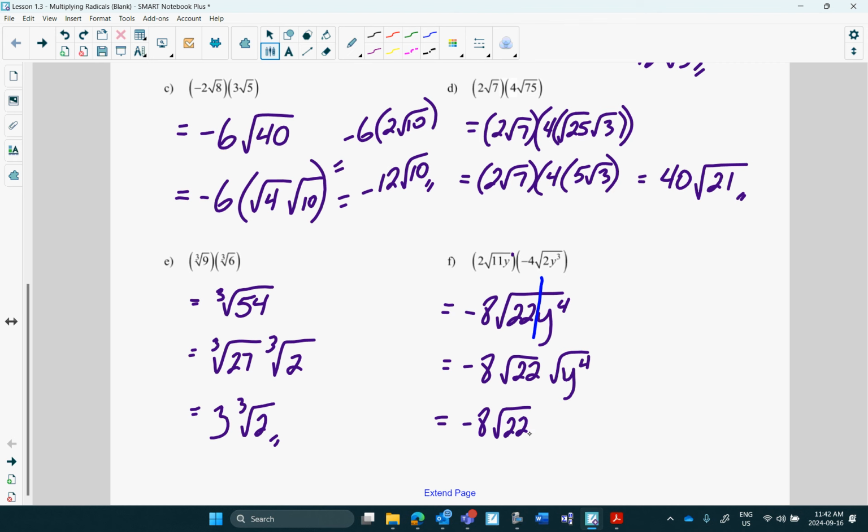How about y to the 4th? Square root y to the 4th. Is there a highest perfect square, or could I take it exactly? Take it exactly to get y squared. Remember, when you square root an exponent, cut it in half. And then put the non-radicals in front and the radical at the end, and you're done. Okay?